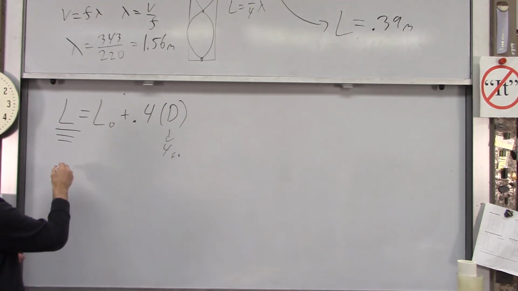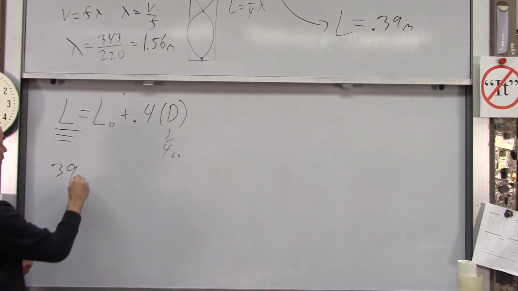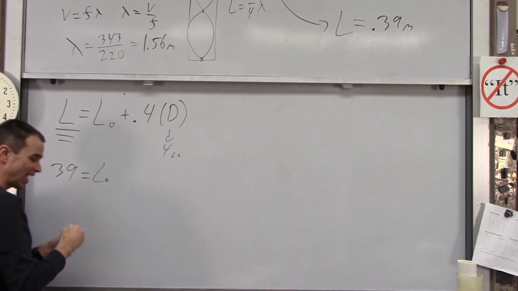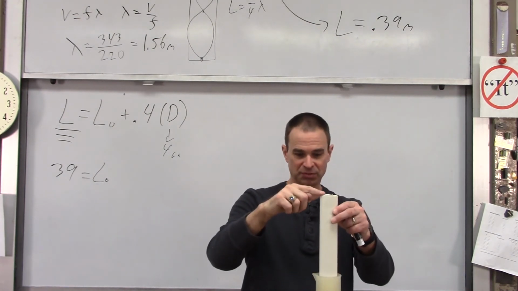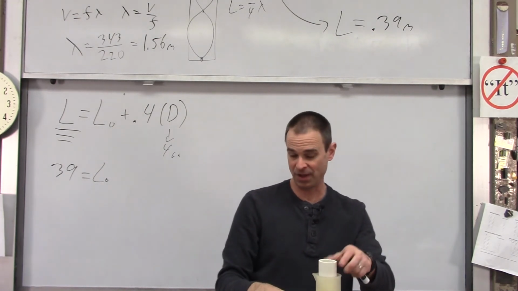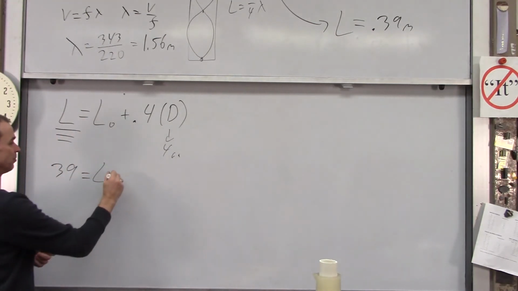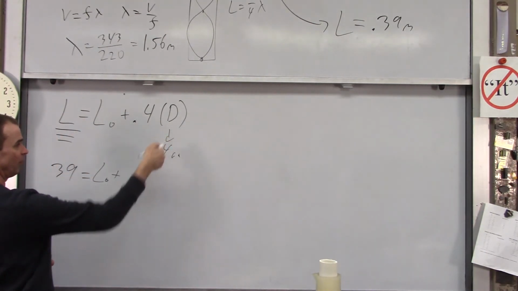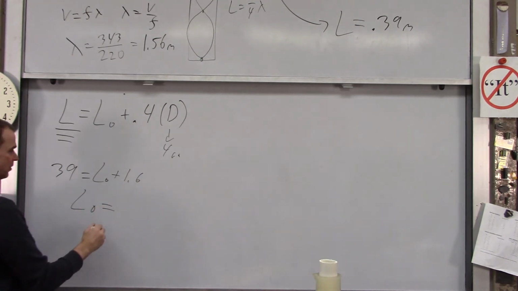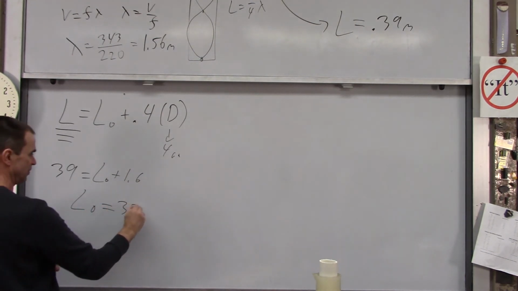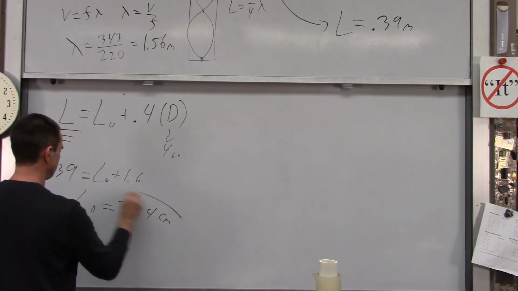So L, which we want to be 39 centimeters, is equal to L naught. That's what we're going to actually measure: the distance from here to here. So that's L naught plus 0.4 times 4, which is 1.6. So L naught, the actual distance I'm going to measure, would be 37.4 centimeters.